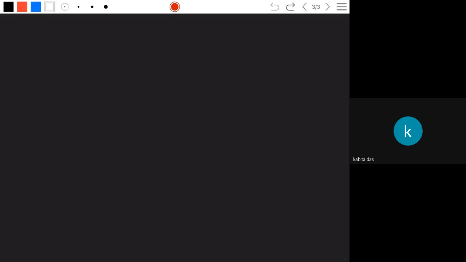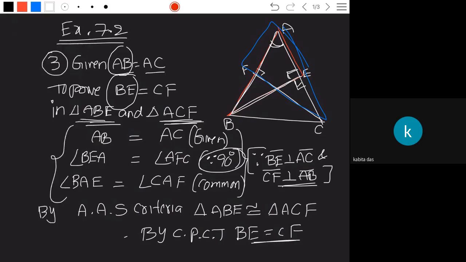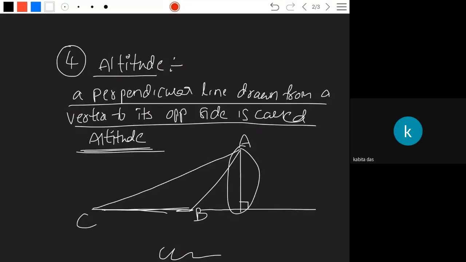Here, what is the fourth question asking? Fourth question and third question, you see that they are the same. But at last it is asking something different. Here the question has a little bit of difference. What is the little bit of difference you can find out? There, AB and AC are given equal.